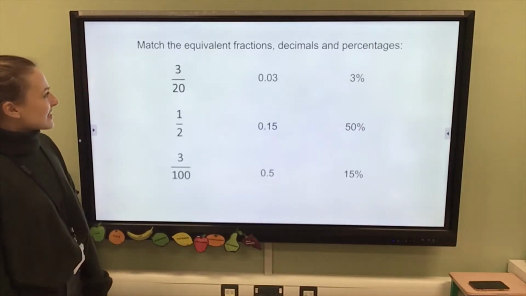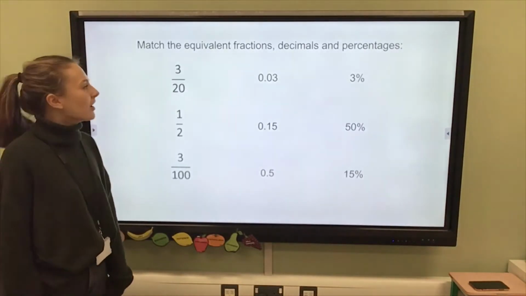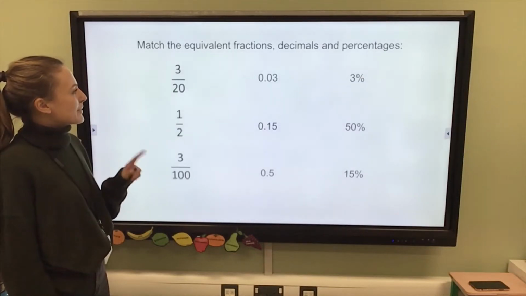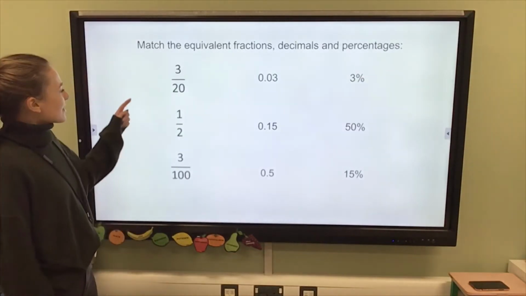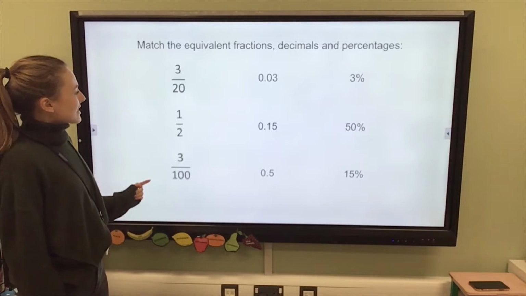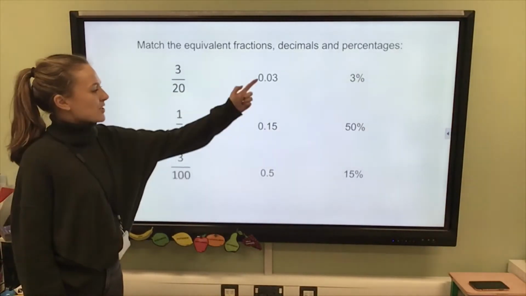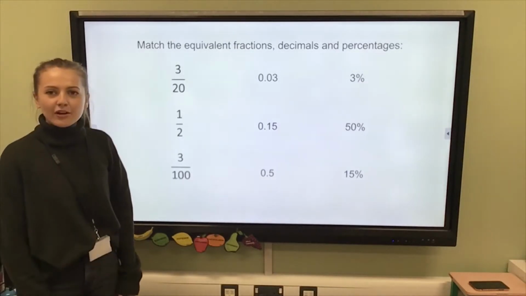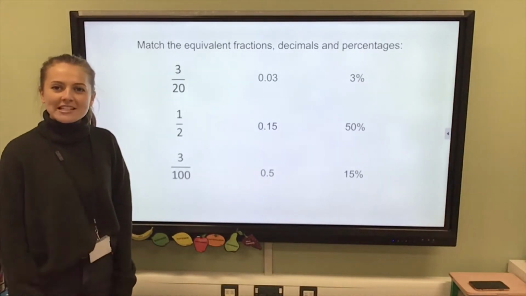Okay, so first thing I'd like you to do today is to have a go at matching these equivalent fractions, decimals and percentages. Okay, so each of these fractions is equivalent to one of these decimals and one of these percentages. Okay, pause the video now to have a go yourself and then we'll do it together.